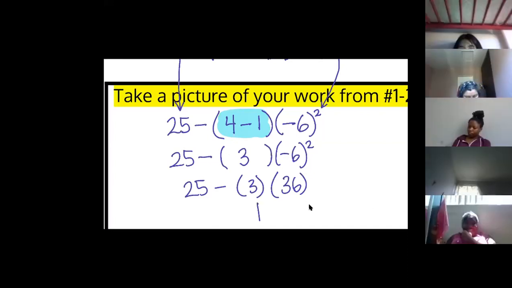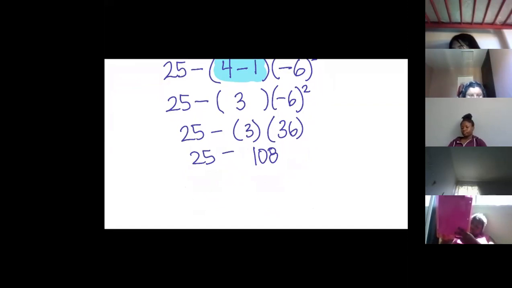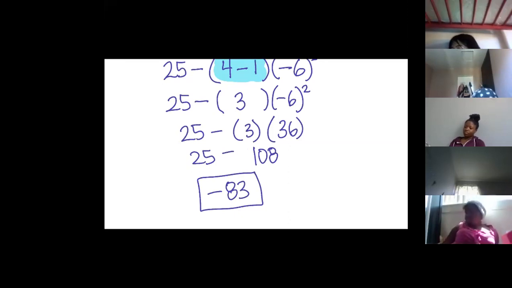So 108, I'm going to put down here. And then I'm going to do 25 minus 108. Can someone do that on their calculator? 83. What kind of 83? Negative. A negative, yeah. Negative 83. So that is my answer for that one.